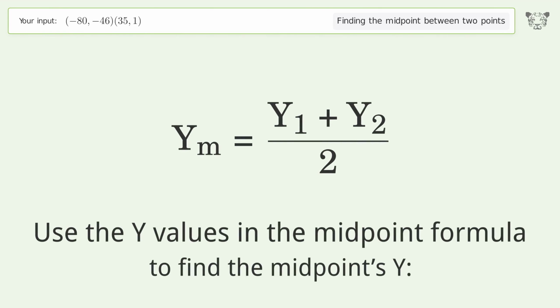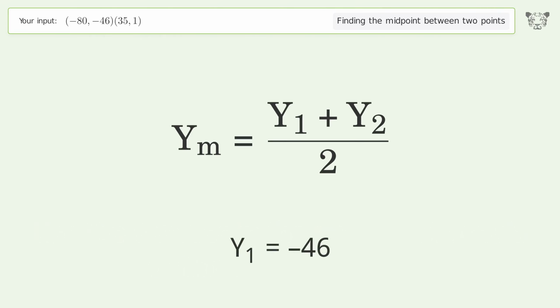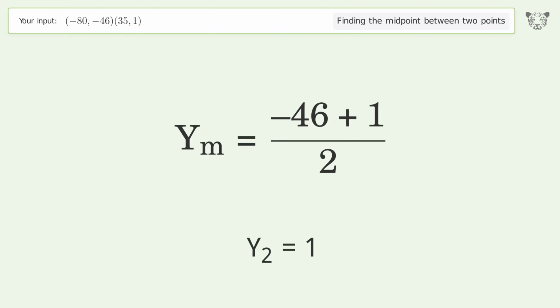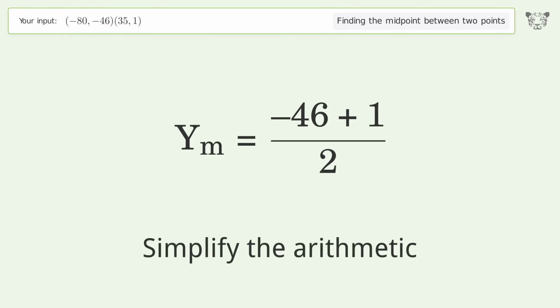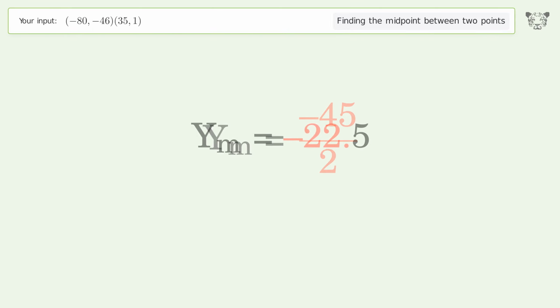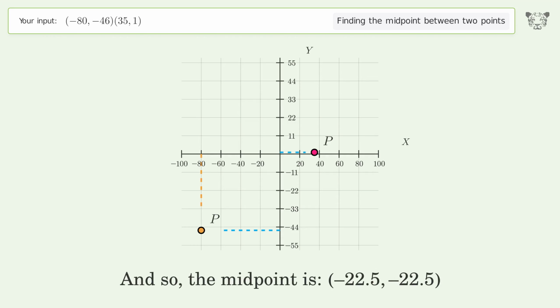Use the y values in the midpoint formula to find the midpoint's y. y1 equals -46. y2 equals 1. Simplify the arithmetic. And so, the midpoint is -22.5, -22.5.